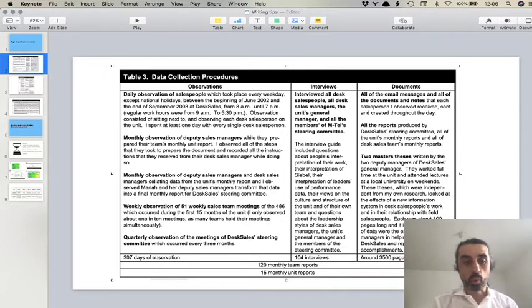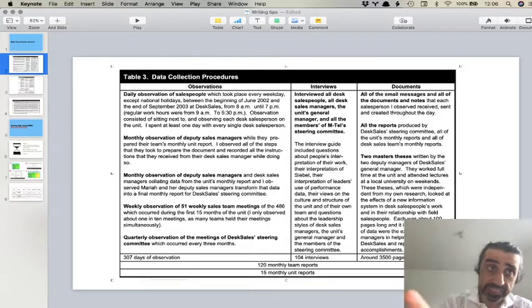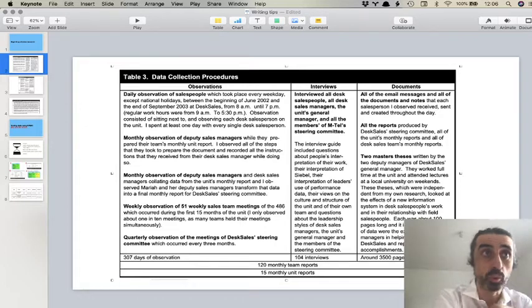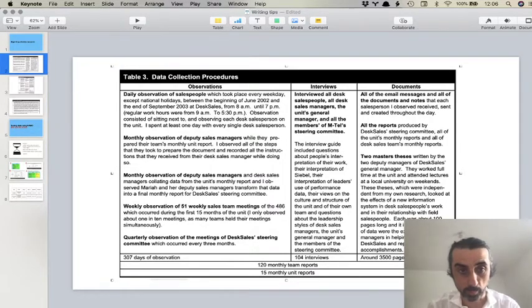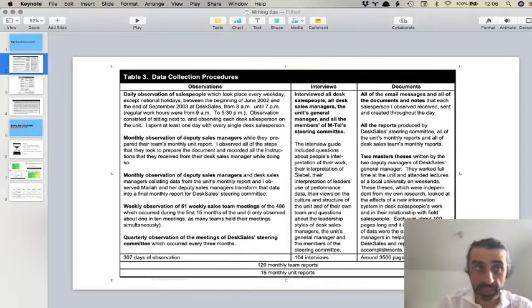So what I did in this paper is I studied the reporting process in this sales unit, how people reported their sales numbers and how managers had people report their sales numbers. Okay, so what I used as my unit of observation, my unit of analysis, is each monthly report.